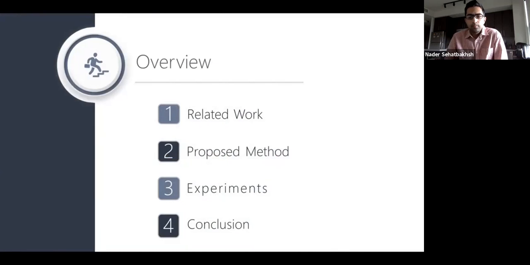So let's have a quick overview of our work. We will first have a look at the previous steps in the related domain, and we will introduce the proposed method in detail, which is followed by the experimental evaluation. Finally, we will give a short conclusion.